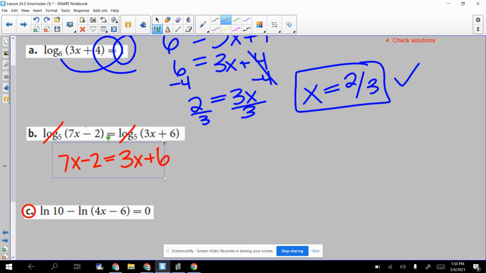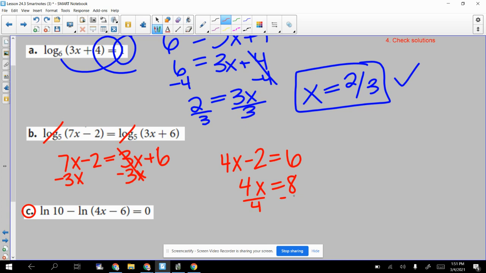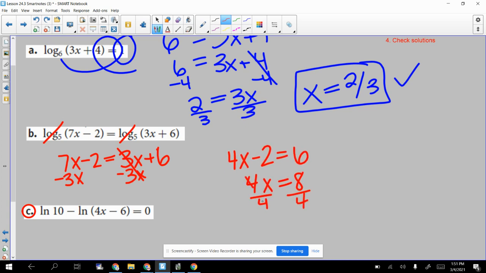And so now we just have to solve for x. So I would subtract this 3x over. I'm left with 4x minus 2 equals 6. I'm going to add the 2 over, and I'm left with 4x equals 8. And I'm going to divide by 4, and I'm left with x equals 2.